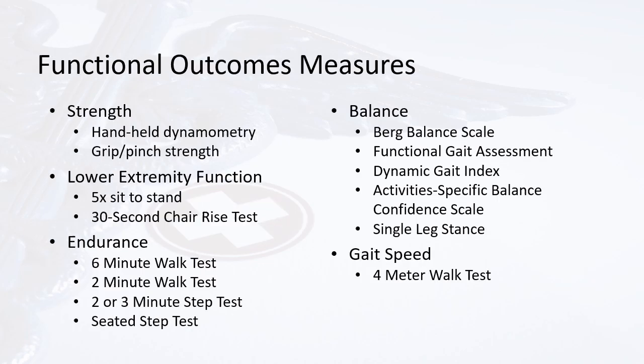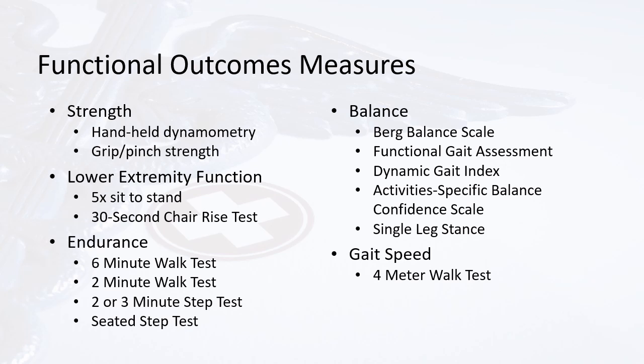There are many functional outcomes measures that can be used on each patient. For strength, there's the options of handheld dynamometry or grip and pinch strength. For lower extremity function, there's a 5-time sit to stand or a 30-second chair rise test. For endurance, there's a 6 or 2-minute walk test or a 2 or 3-minute step test or even a seated step test. To assess balance, we have the Berg Balance Scale, a functional gait assessment, dynamic gait index, the activity-specific balance confidence scale, and single leg stance. And for gait speed, there is a 4-meter walk test.